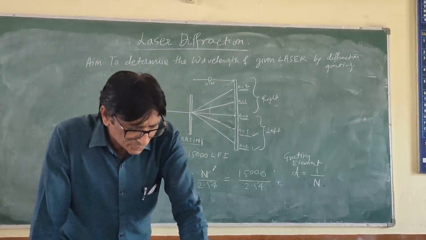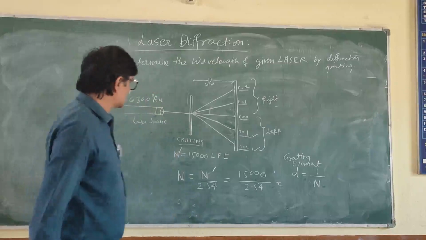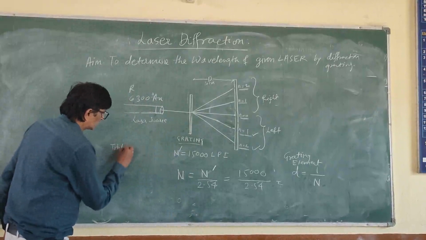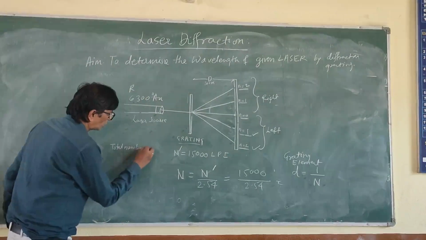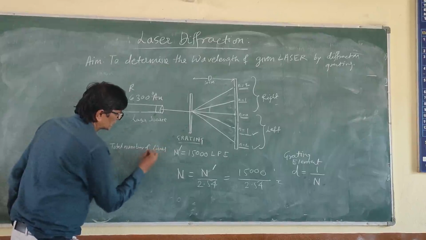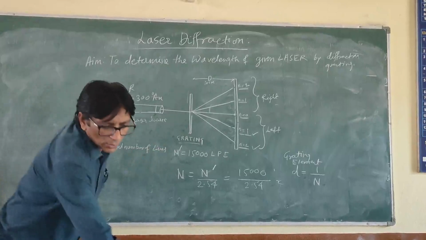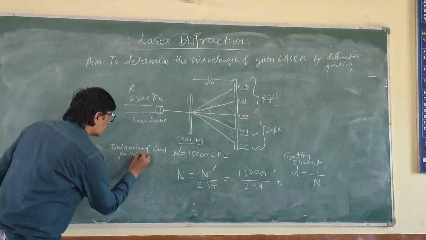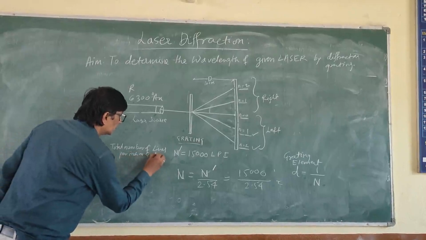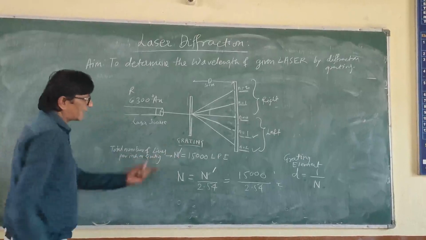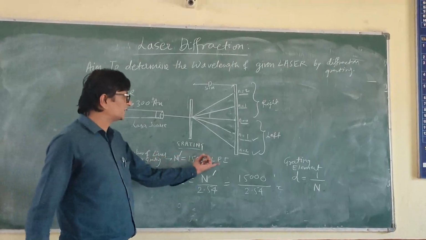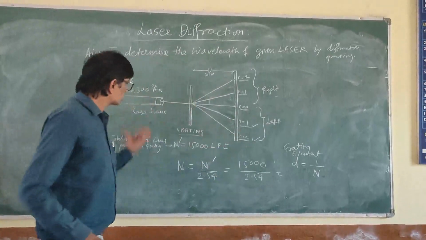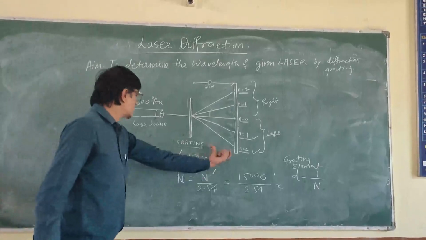The total number of lines per inch on the grating is n dash. N dash is equal to 15,000 lines per inch. So there are small vertical lines on this grating, and those are 15,000 lines per inch.